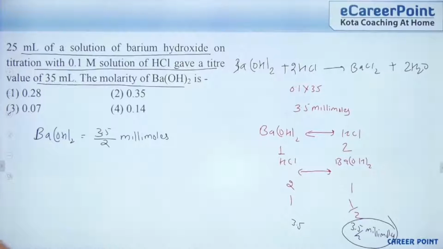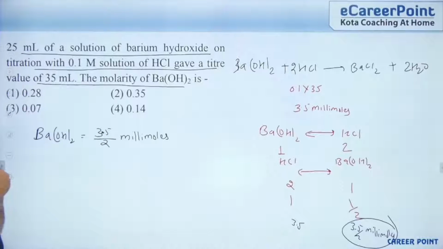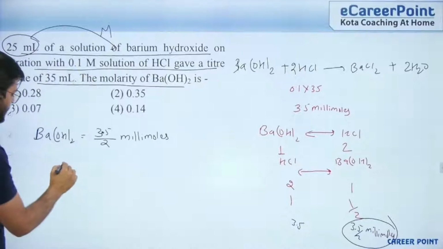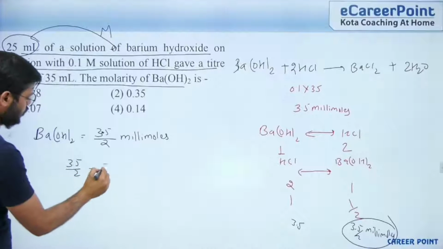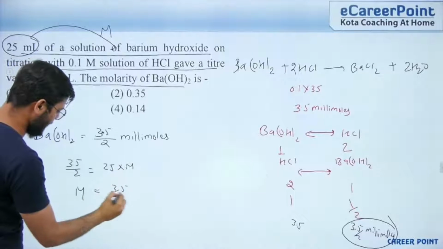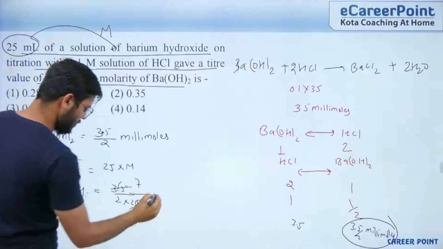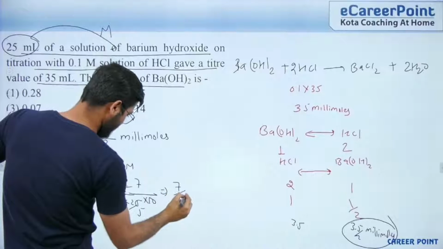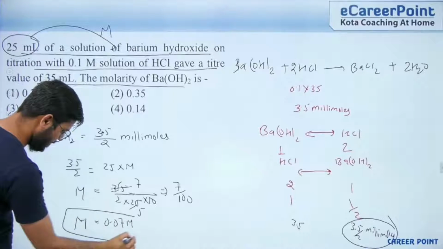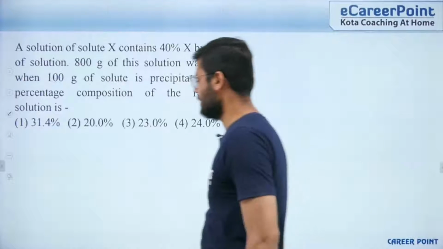Now what do you need to do? We have 25 ml of barium hydroxide and let's say the molarity is M. So 3.5 by 2 equals 25 into M. Millimoles cancel millimoles, so molarity will be 3.5 by (2 into 25), which is 0.07. So the molarity is 0.07 molar. Now this is the next question.